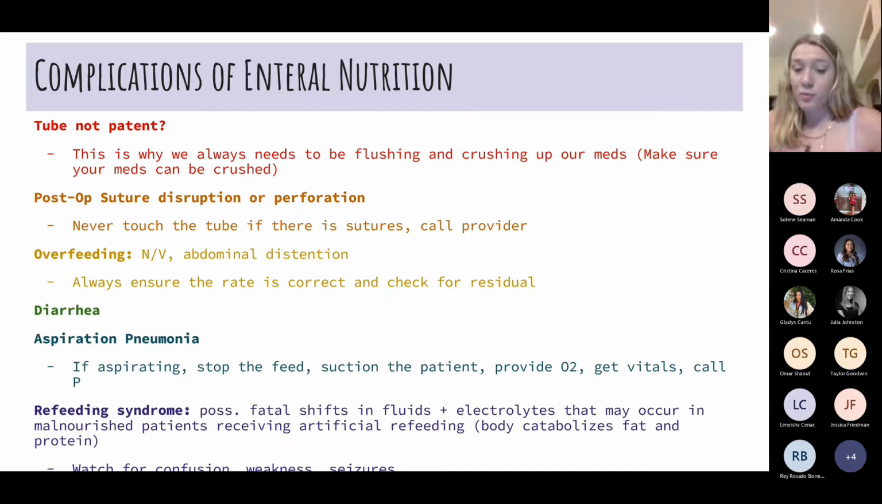Post-op suture disruption or perforation. As nurses, if your NG tube was placed in the stomach, maybe after surgery, and you know that it's held in place by sutures, don't finick with the tube. That's the provider. That's all them.